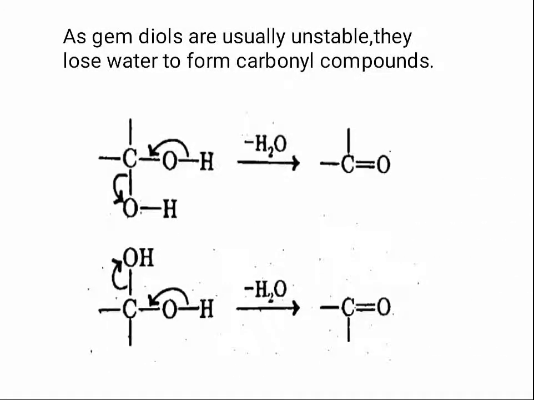So why are we doing this? We can do this because we know that gem diols are usually unstable and they lose water to form carbonyl compounds. So this is the mechanism of that process. If you have a gem diol, that means 2 hydroxyl groups on the same carbon, and vicinal diol means 2 hydroxyl groups on 2 adjacent carbons. So don't be confused with these two terms.